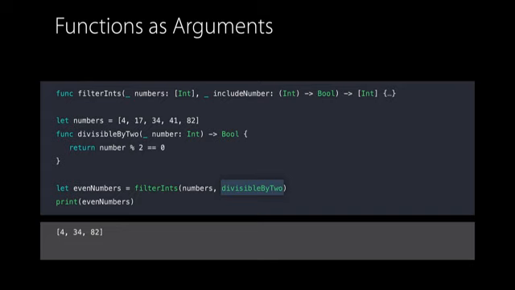Now notice that you don't include the parentheses when you pass in the divisibleBy2 function. And that's because you're not calling it at this point. Instead, it's called later inside the body of filterInts. Also notice that we passed in the array of numbers by name. But you could have passed in a literal array instead. For instance, if you just needed to pass in a few values without needing to create a constant for later reuse. The same is true for passing in functions as arguments.